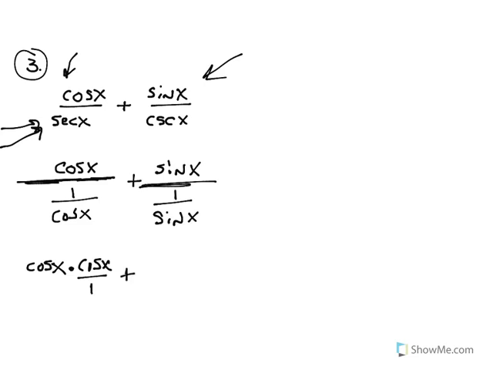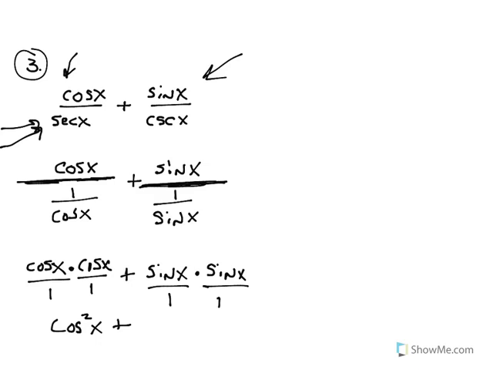Plus, and then we can do the same thing on this second fraction. We have sine up top multiplied by the reciprocal of the bottom fraction, which is sine over 1. So we ultimately end up with cosine times cosine up top in the numerator, all over 1, so cosine squared. So this is going to become cosine squared plus sine times sine up top, so sine squared.